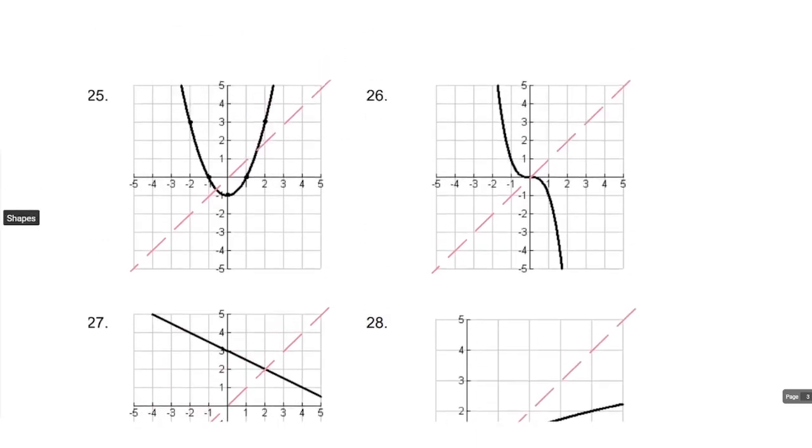So as I plot points to graph the inverse, I'm really just looking for points that are on the original function, and then reversing the x and y. Like on number 25, I've got this point at -2, 3. Well, that means the inverse has to have a point at 3, -2. So I'm going to plot a point right here. Similarly, we've got a point at -1, 0. That means we have a point at 0, -1. We've got a point at 0, -1, which means the inverse has a point at -1, 0.